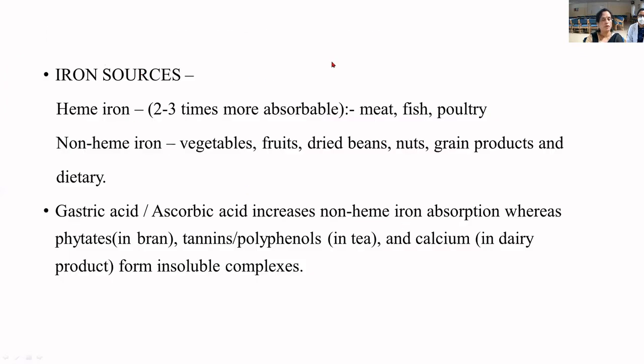Iron sources: all of you know that iron is available as heme and non-heme sources. Heme iron is all in non-vegetarian food. Non-heme iron is in vegetables, fruits, dried beans, nuts, grain products, and all the dietary food that we take.